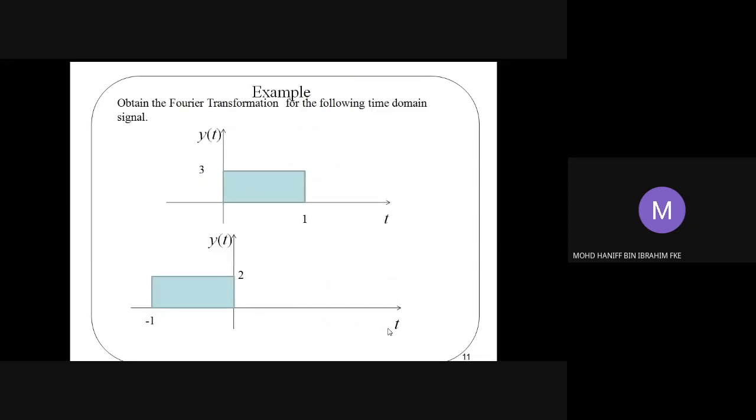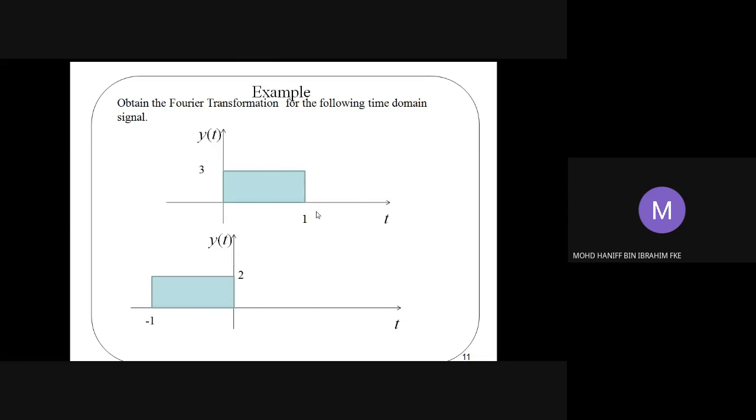Okay, to test our understanding, let's have a look at this example. I'm using a rectangular function as an example here. We have two questions. Number 1: we need to obtain the Fourier transform for this rectangular function, for the signal that has been shifted by half unit to the right. Remember, the rectangular function has a duration from negative half to positive half with an amplitude of 1.